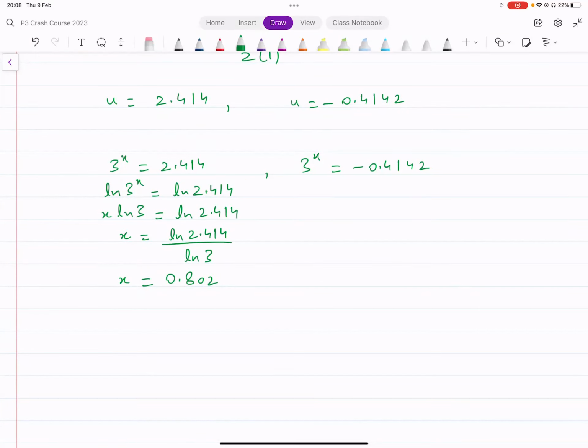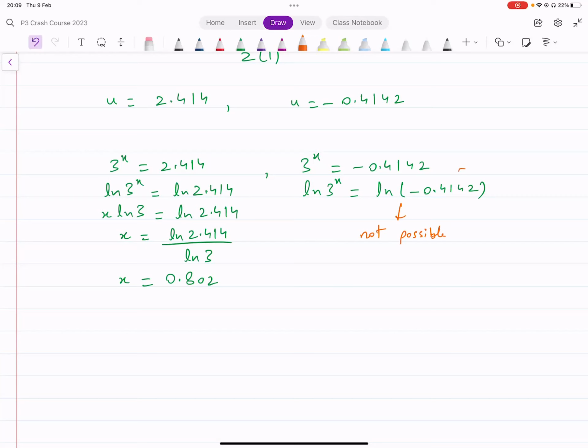Now let's look at the other equation that we have. 3 power x equals minus 0.4142. Now, if you were to take log on both sides in this case, ln of 3 power x equals ln of minus 0.4142. Now, this does not give you anything. You can't take log of negative numbers, right? So this is not going to give you anything. This is not possible. So you don't get any values of x from this second equation. This is not possible. All right.